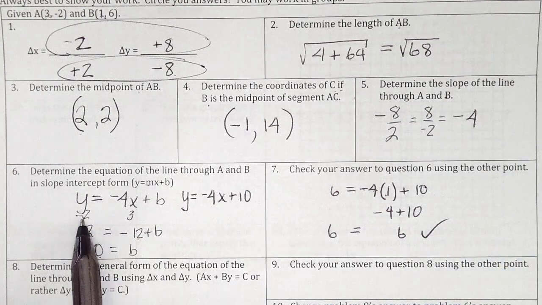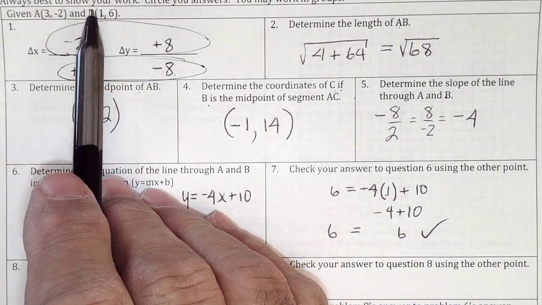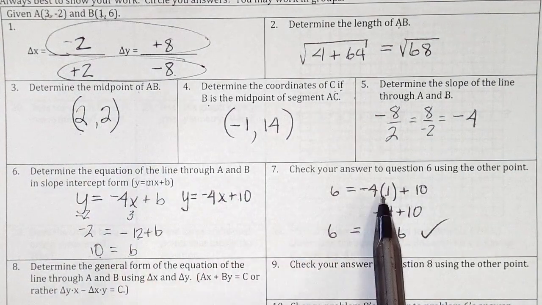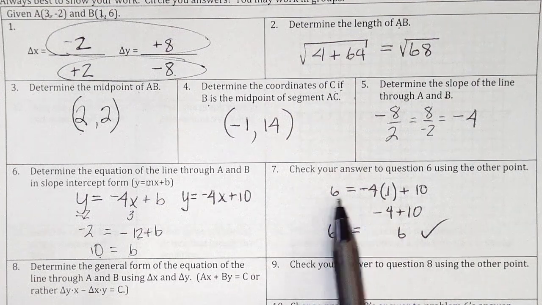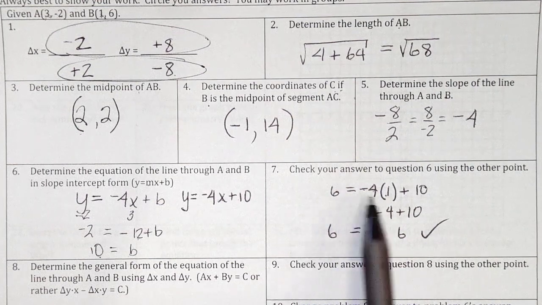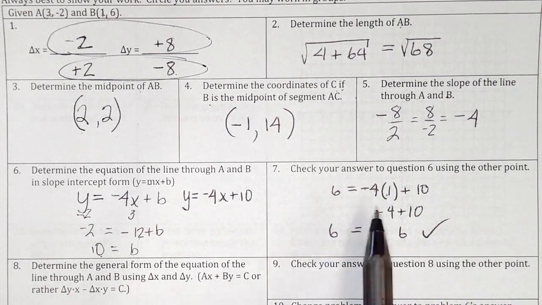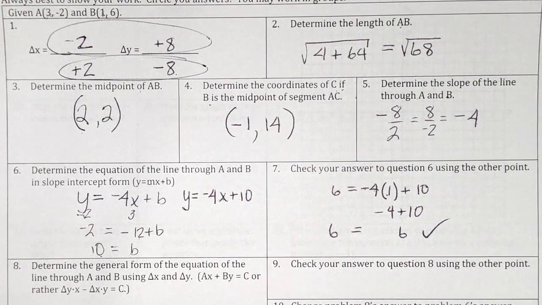Now, if I had chosen to use 1 and 6 to figure out the b, it should have come out to 10 anyway. Then here I would have put in the 3 and the -2, and got another true statement. Okay.